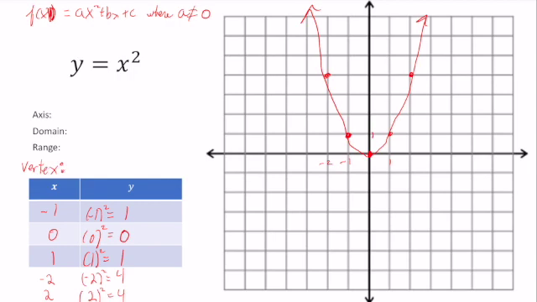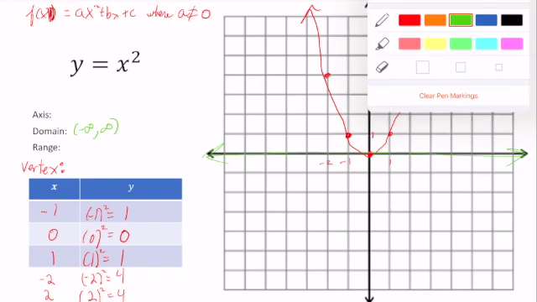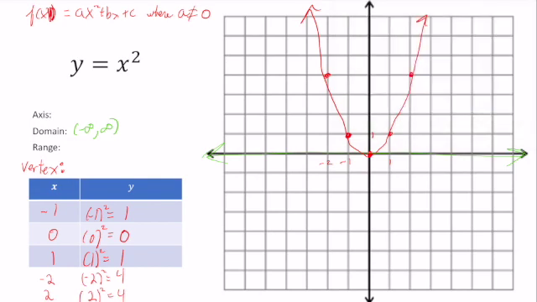When I'm talking about domain, I'm talking about all possible x values. So here we have all the possible x values that our graph could take on. The domain of this function is from -infinity to +infinity. When I'm looking at the range of our parabola, that's all possible y values, right? So I go from -infinity up. Here's where my range starts, right at y equals 0, and it goes all the way up to +infinity.